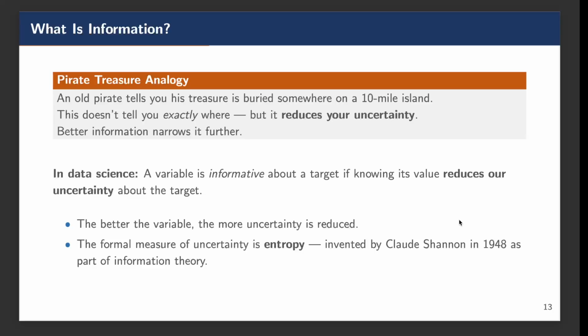Now let's talk about entropy and information gain and what they mean. Think of a pirate treasure which is buried on a 10-mile island. If the pirate tells you that it is in the eastern half, you don't know the exact spot, but your uncertainty has been reduced. In data science, a variable is informative if knowing its value would narrow down our uncertainty about the target. The formal measure for this disorder or uncertainty is called entropy, which was invented by Claude Shannon in 1948.